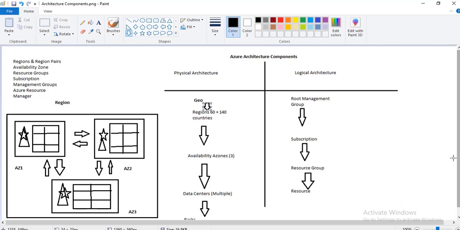Hi everyone, welcome back. In this session, we are going to discuss the Azure architectural components. So Azure architectural components can, at a high level, be segregated into physical architecture and logical architecture.